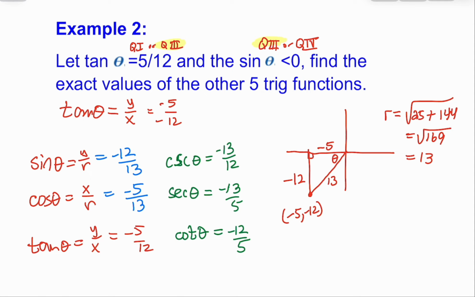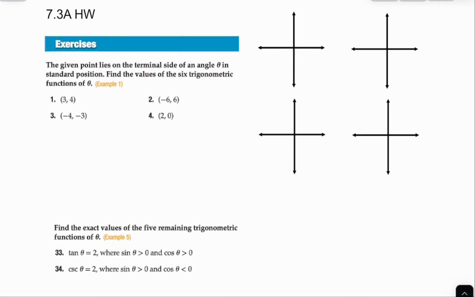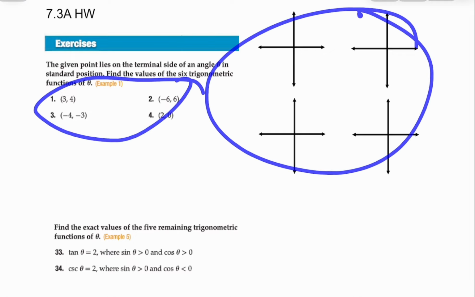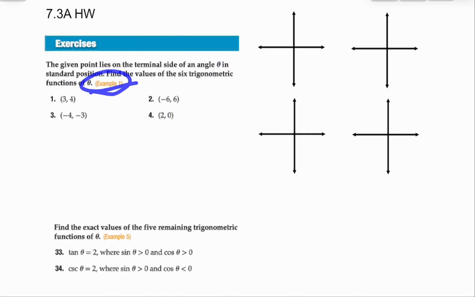So now let's take a look at the homework. For the homework, you're going to draw the points and the triangles on the XY axis. These are just like example 1. You are going to find the exact values of the 6 trig functions. I want exact values. If it's not a perfect square root, I don't care. Leave it square root of 2, square root of 7, whatever.